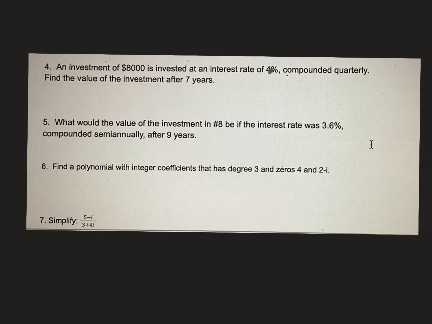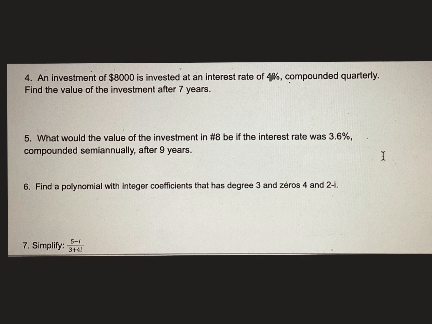And the second part is we did a lot of interest, a lot of money talk on Tuesday. And here we go. It says an investment of $8,000 is invested at a rate of 4%, compounded quarterly. Find the value after 7 years. Again, this is not a lot of years, okay? And it's only 4%, so don't expect a miracle here, but still going to make some money.